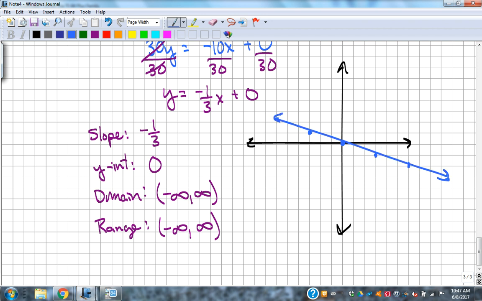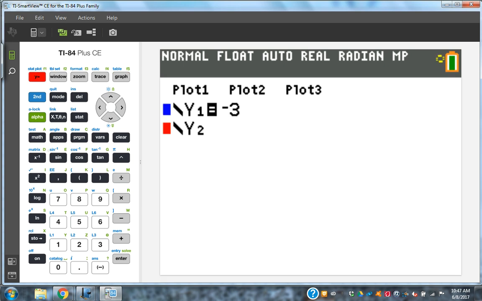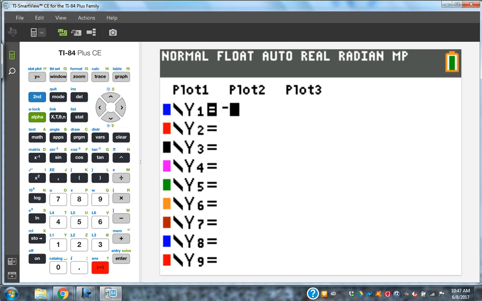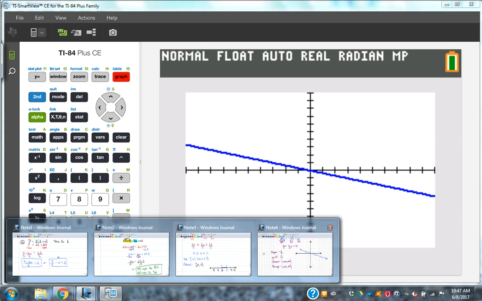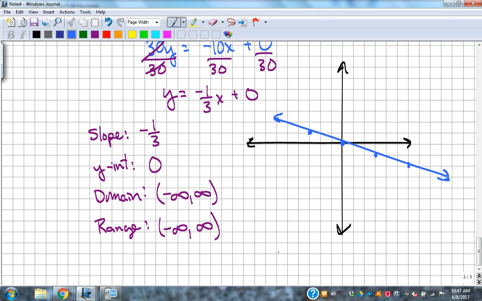And if you're unsure of yourself on the calculator, you can go straight to that. Go to negative 1/3 x, and you put plus 0 if you want to. And there's that line. Looks a lot like what I drew there. Okay. Nice little easy way of checking yourself with that graphing calculator. That's what it's useful for.